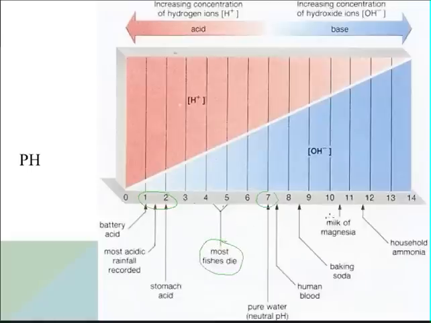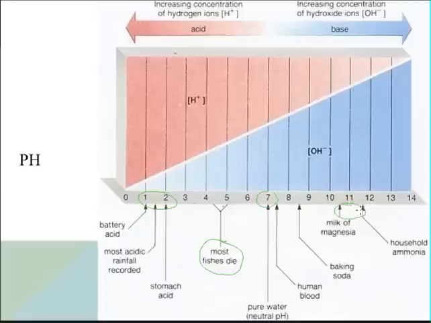Looking at the basic substances, human blood is about 7.4. Baking soda, milk of magnesia, that's something you take for your stomach, so Tums, things like that would be in this area. And then household ammonia and cleaning supplies are all basic things. They fall between 10 and 12.